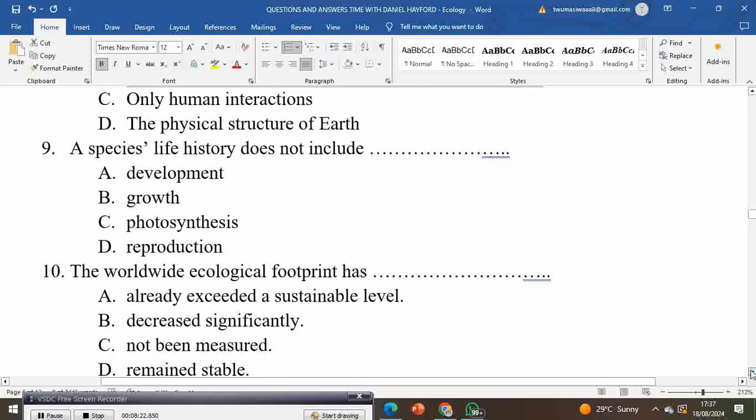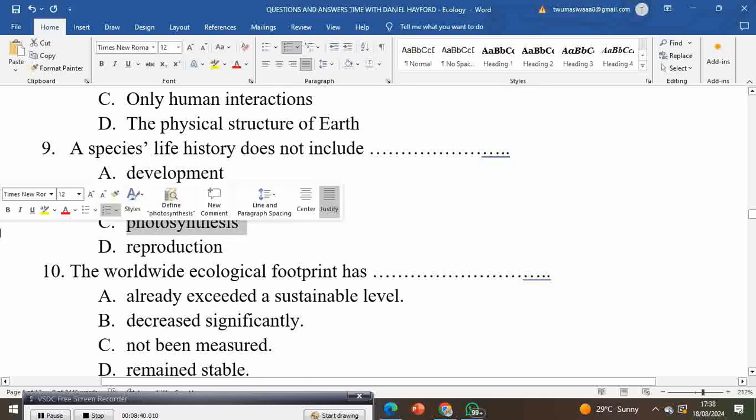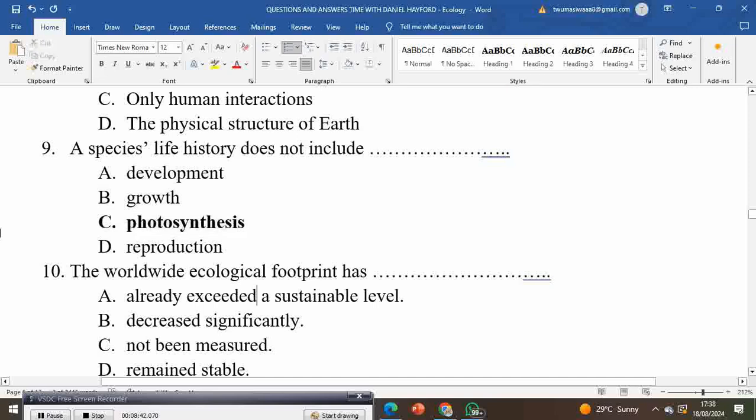Question 9. A species' life history does not include: is it development, growth, photosynthesis, reproduction? Which one is your best shot? A species' life history does not include photosynthesis.